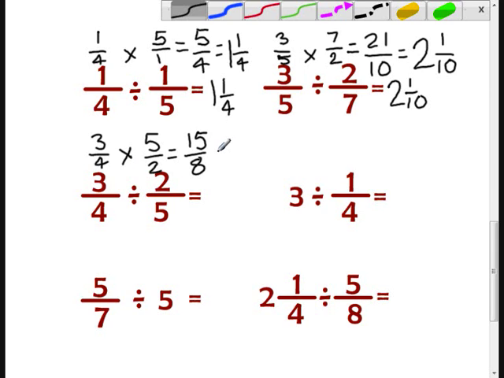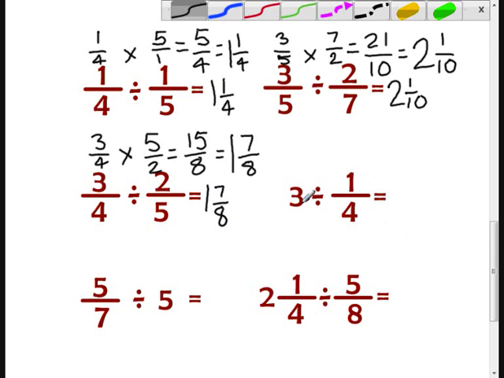Again, improper fraction. Let's fix it. How many 8s are there in 15? Well, there's 1, with a remainder of 7. And as for the denominator, it doesn't change. It just stays 8. So we've got 1 and 7/8.